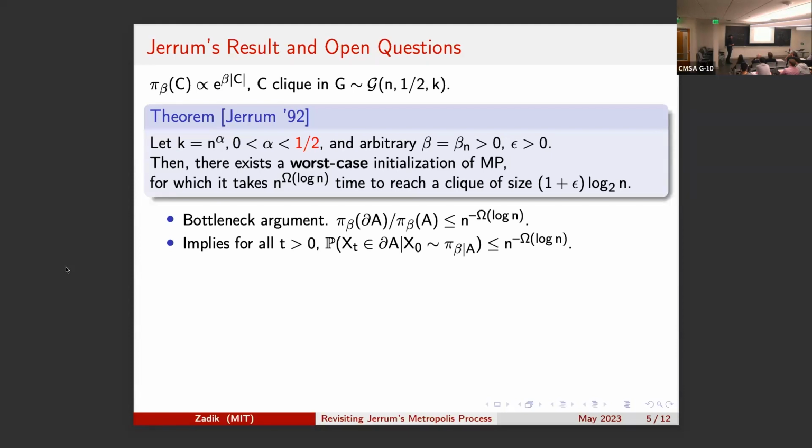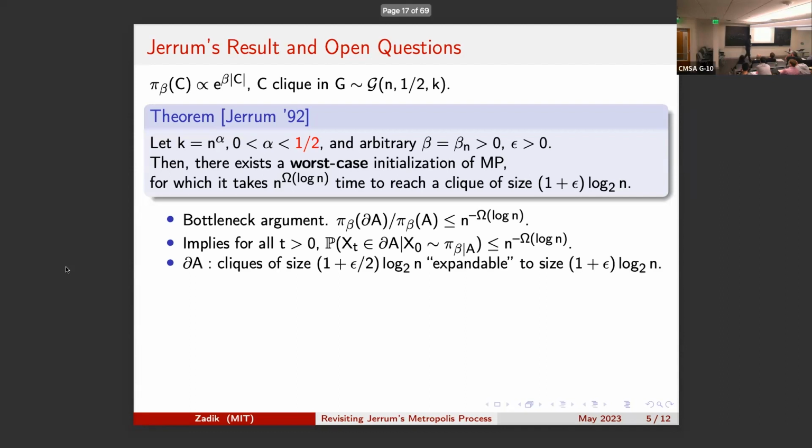So if you take a union bound over quasi-polynomially many times, you understand that if you start from here, you will not hit the boundary in less than quasi-polynomial time, and therefore you never cross the boundary to go to the interesting cliques. Make sense? But you see the very specific initialization, right? It's a very specific initialization that essentially puts you into stationarity or almost stationarity immediately.